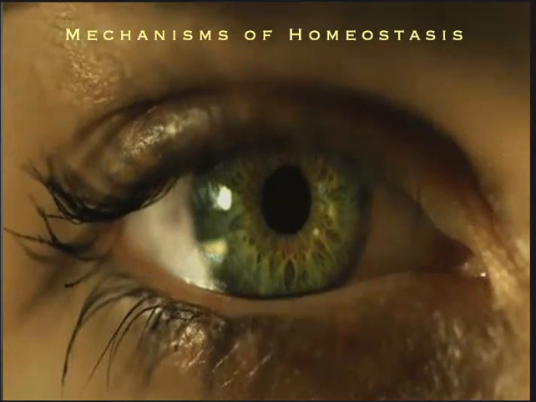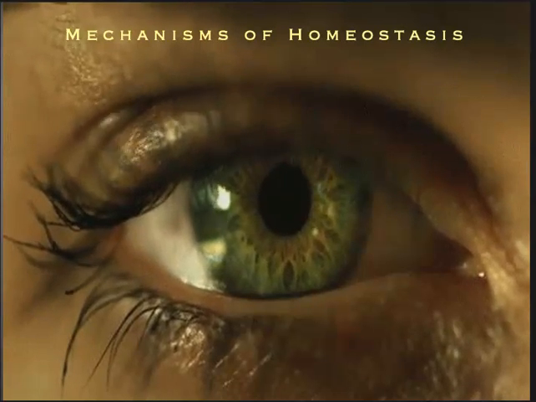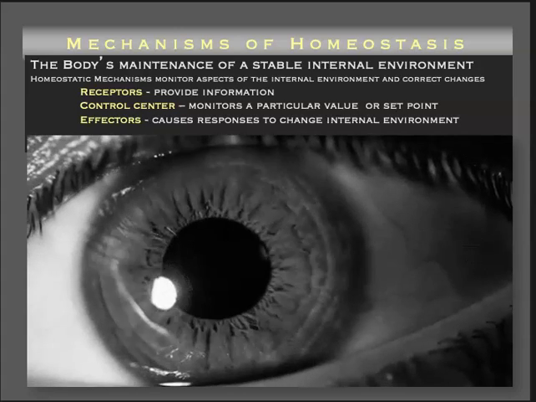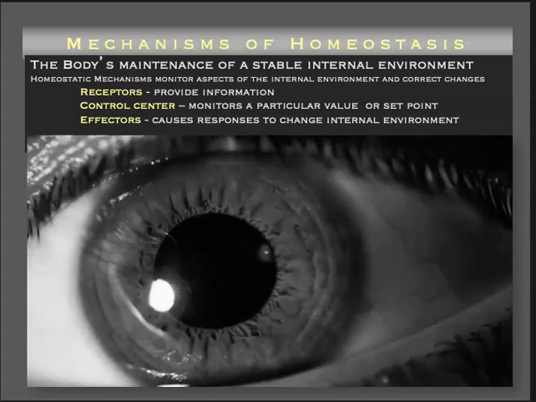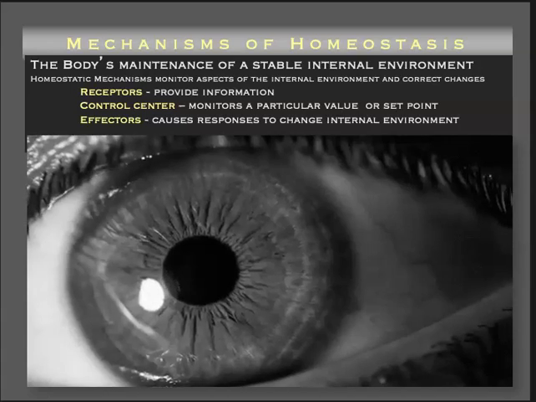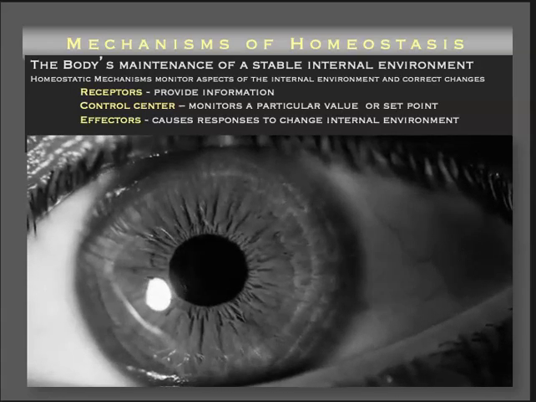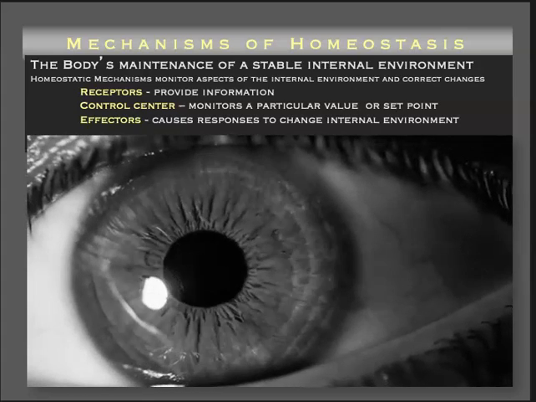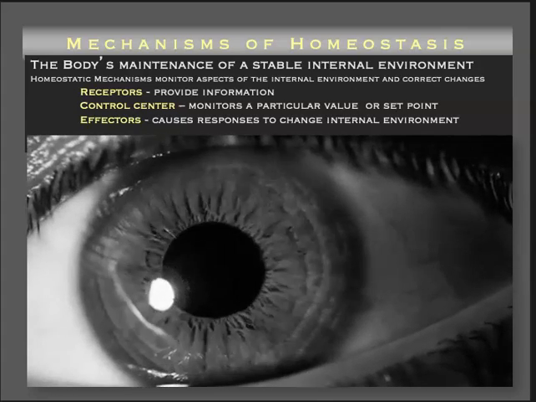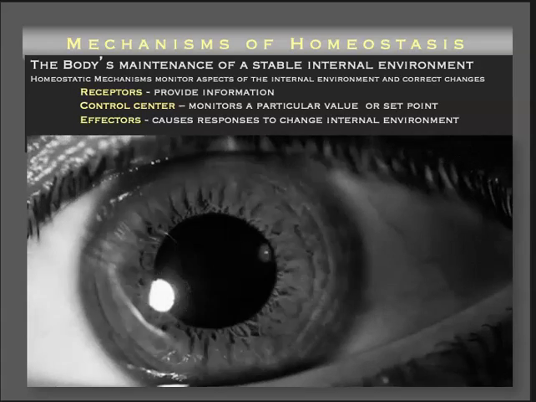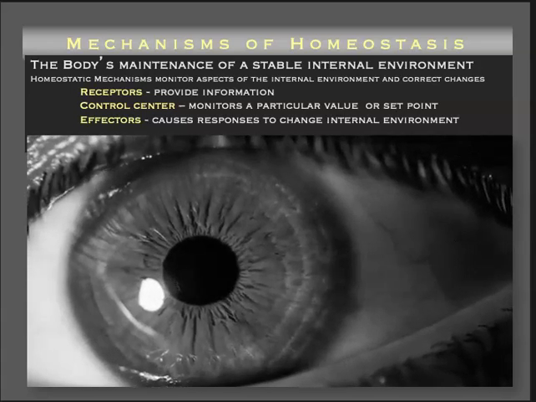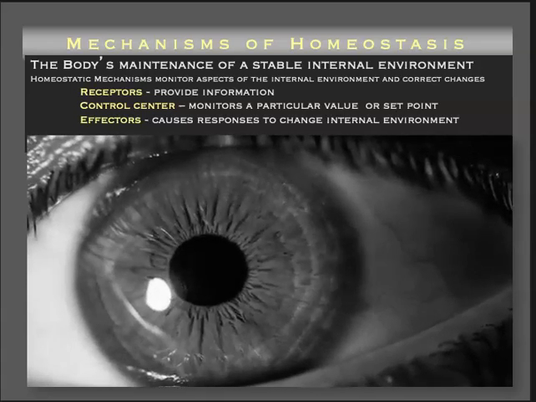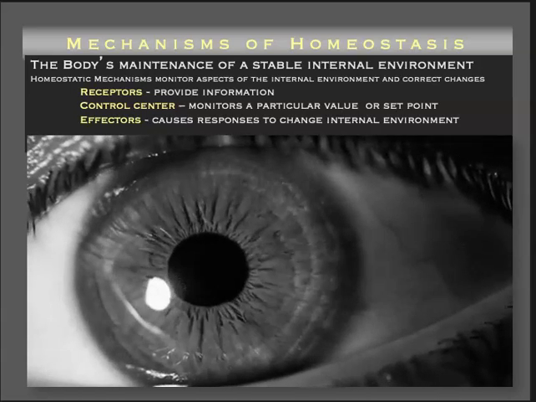Okay, so when we talk about homeostatic mechanisms, we talk about these fundamental components of the system. We say that homeostatic mechanisms typically have some set of receptors that are sensing the environment, a control center that has some particular set point that's ideal, and then some way to change things, the effectors, okay?